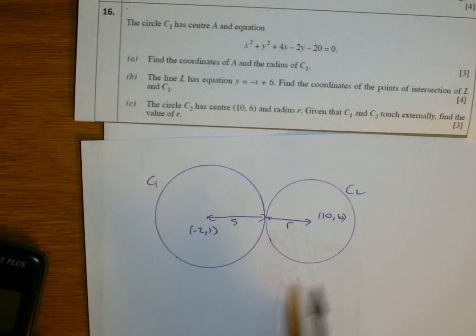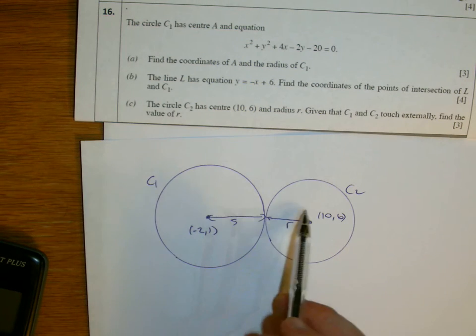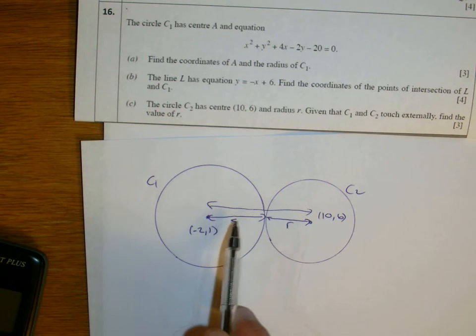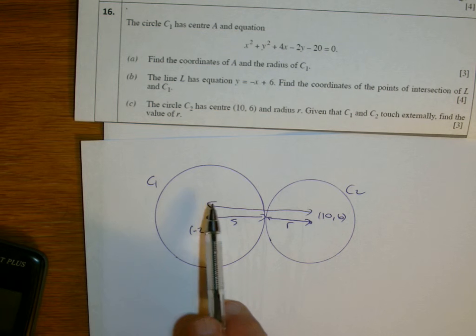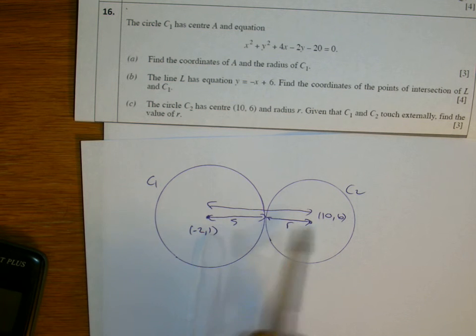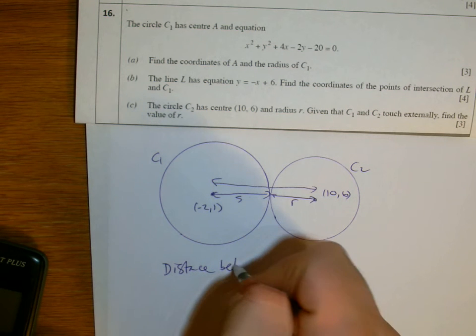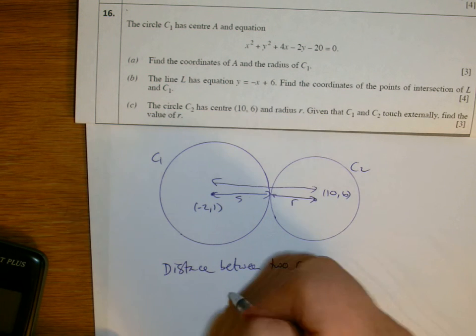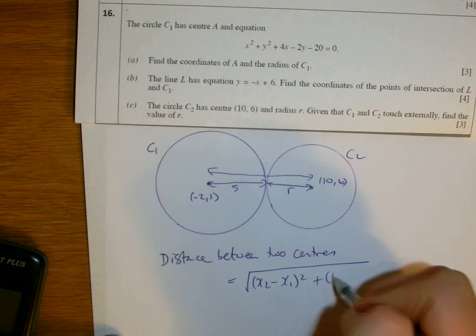But what's true, of course, if you think about it, if they're touching externally, the distance between the centers of the circles should be the two radiuses added together. So you should have 5 here and r there added together, which would give you the distance between the two centers. But the good thing is I can work out the distance between the two centers because I've got their coordinates. So I can say the distance between two centers is equal to, if you remember the formula from coordinate geometry, the square root of x2 minus x1 all squared plus y2 minus y1 all squared.